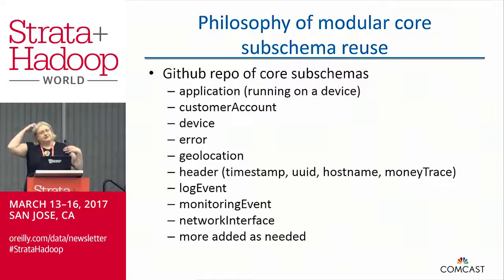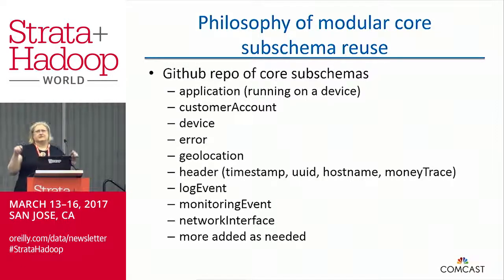I talked about this to one of my bosses, who was a programmer, a Java guy. He said, "Oh, this is just object-oriented programming." I said, "Okay." I'm a database person. I don't know. But so we have this GitHub repository of core subschemas, reusable subschemas. So an application running on a device, a customer account, device, all these things that are commonly used. And the idea is, if you're talking about the geolocation, where a device is located, whether on a street or a zip code or a state or even the marketing region, you don't need to make up your own schema for that. We have that already. And similarly for these other things.